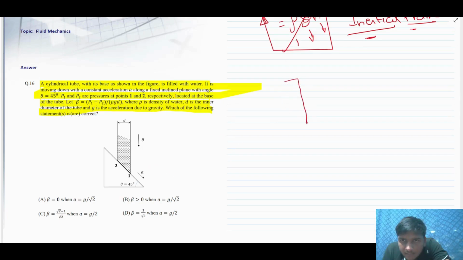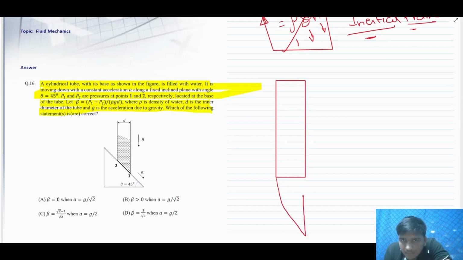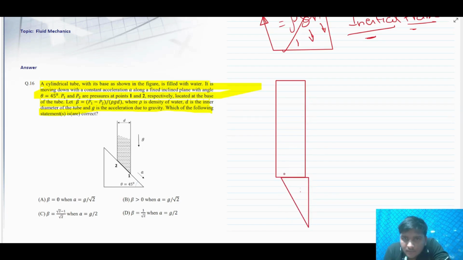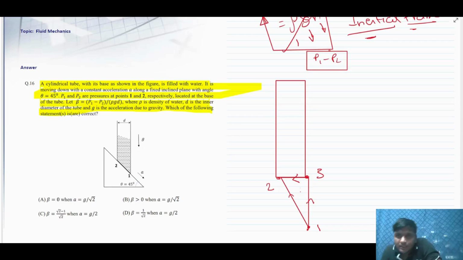So what we can use as a trick here: let me first draw the diagram. So if this is our given container, and this is point 1, this is point 2. Instead of directly finding p1 and p2, which will be quite complicated, as first we have to measure the distance and then satisfy all the angles, what we can do is take another point 3 here. We will first find p1 minus p3, and then p2 minus p3, and by solving those two equations we can find p1 minus p2. Okay, so let's see how we can do it.